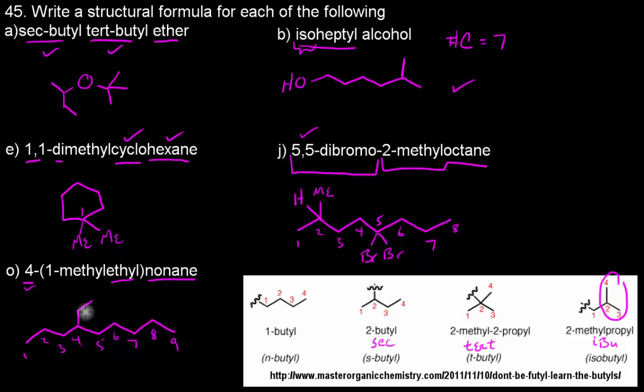The way that you would start numbering this is from where that subgroup is attached. So this would be the 1 position, this would be the 2 position. Okay. So then what we're going to do is put that methyl group on the 1 position right here. So now we've put the 1-methylethyl group on the 4 position of the nonane. So that's the way you would work this problem.